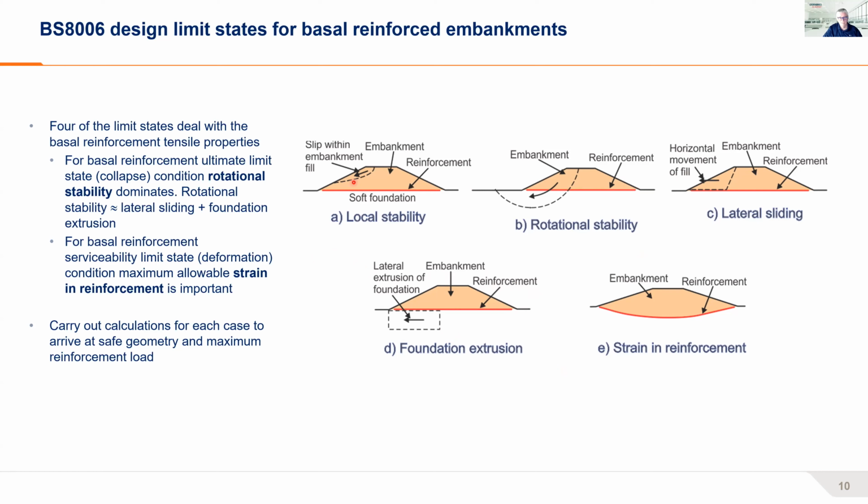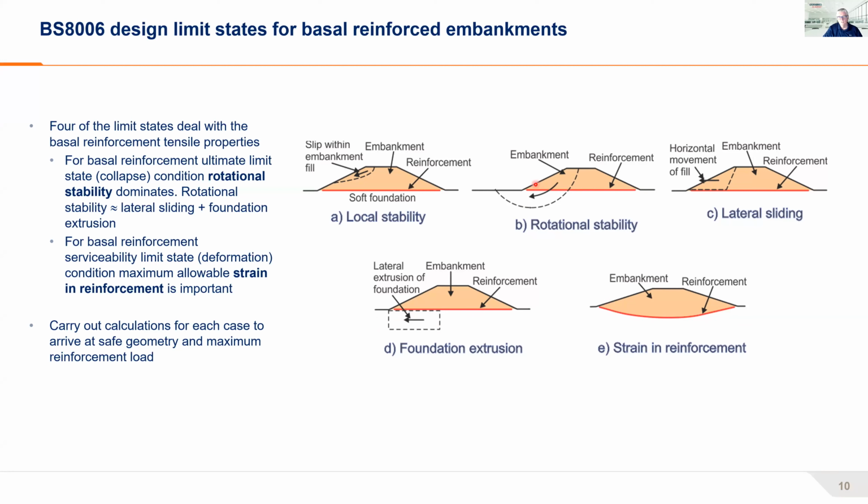So there's here the edge stability of the embankment shoulders need to be stable enough. You need to prevent against rotational stability in the embankment. You need to prevent lateral sliding across the surface of the reinforcement. You need to prevent the soft foundation soil from extruding out of the base. And then you need to control the strain also in the reinforcement.